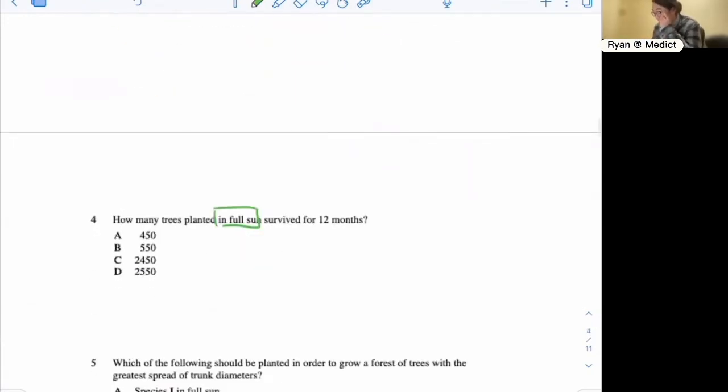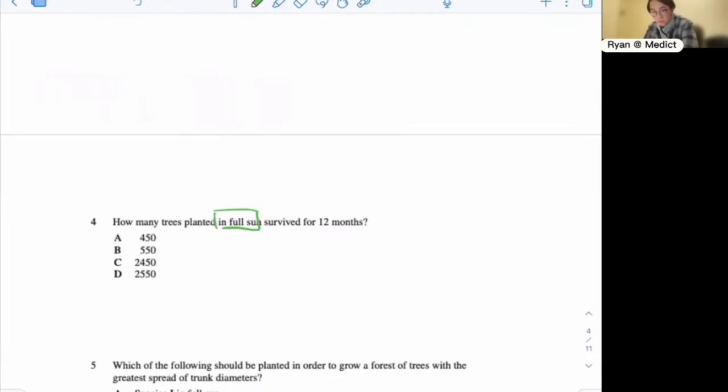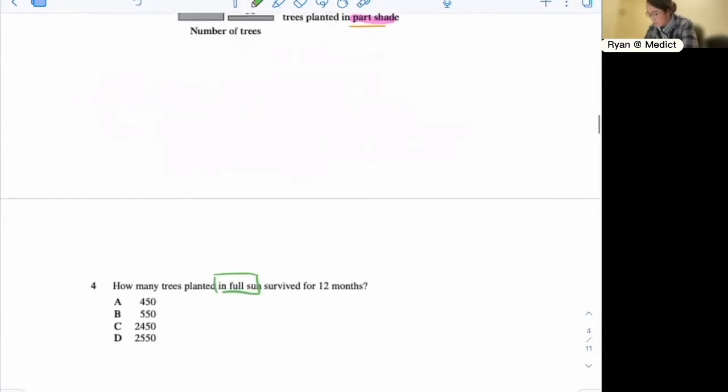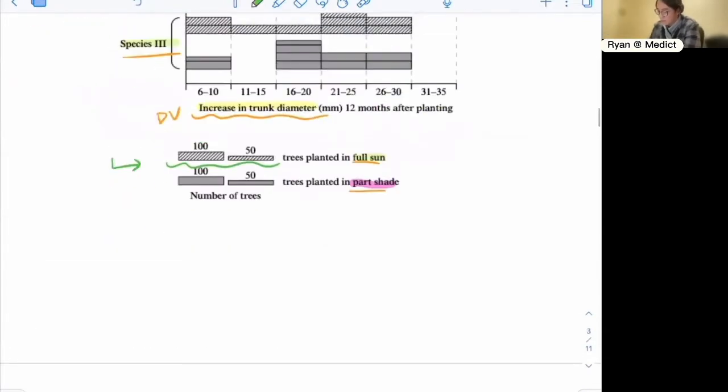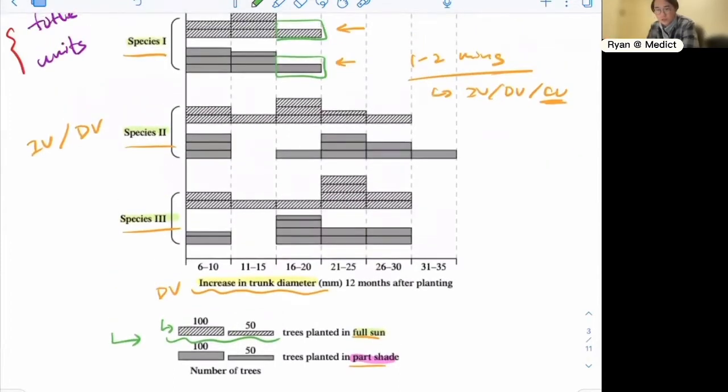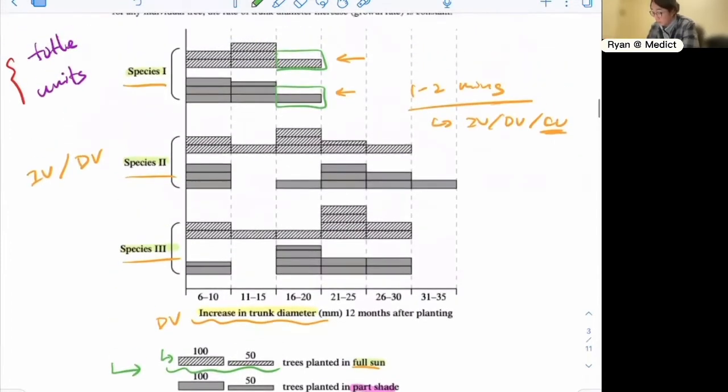And another word is survived. For a plant to survive, obviously they have to grow, right? If a plant doesn't grow, it's probably not going to survive. So over here, it's basically telling us to count the number of these rectangles that have stripes in them, right? It's basically everything you need to do. Just count the number of stripes.